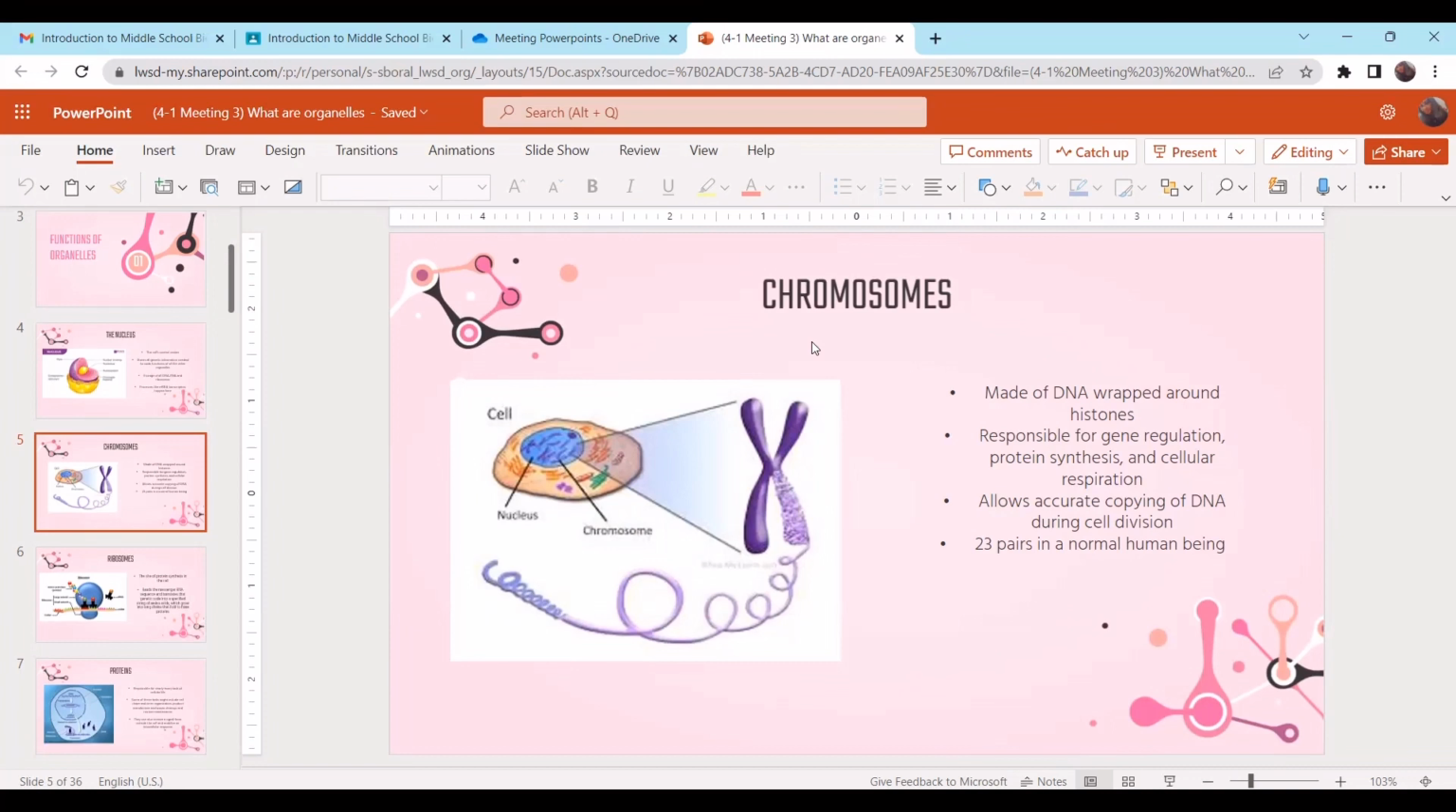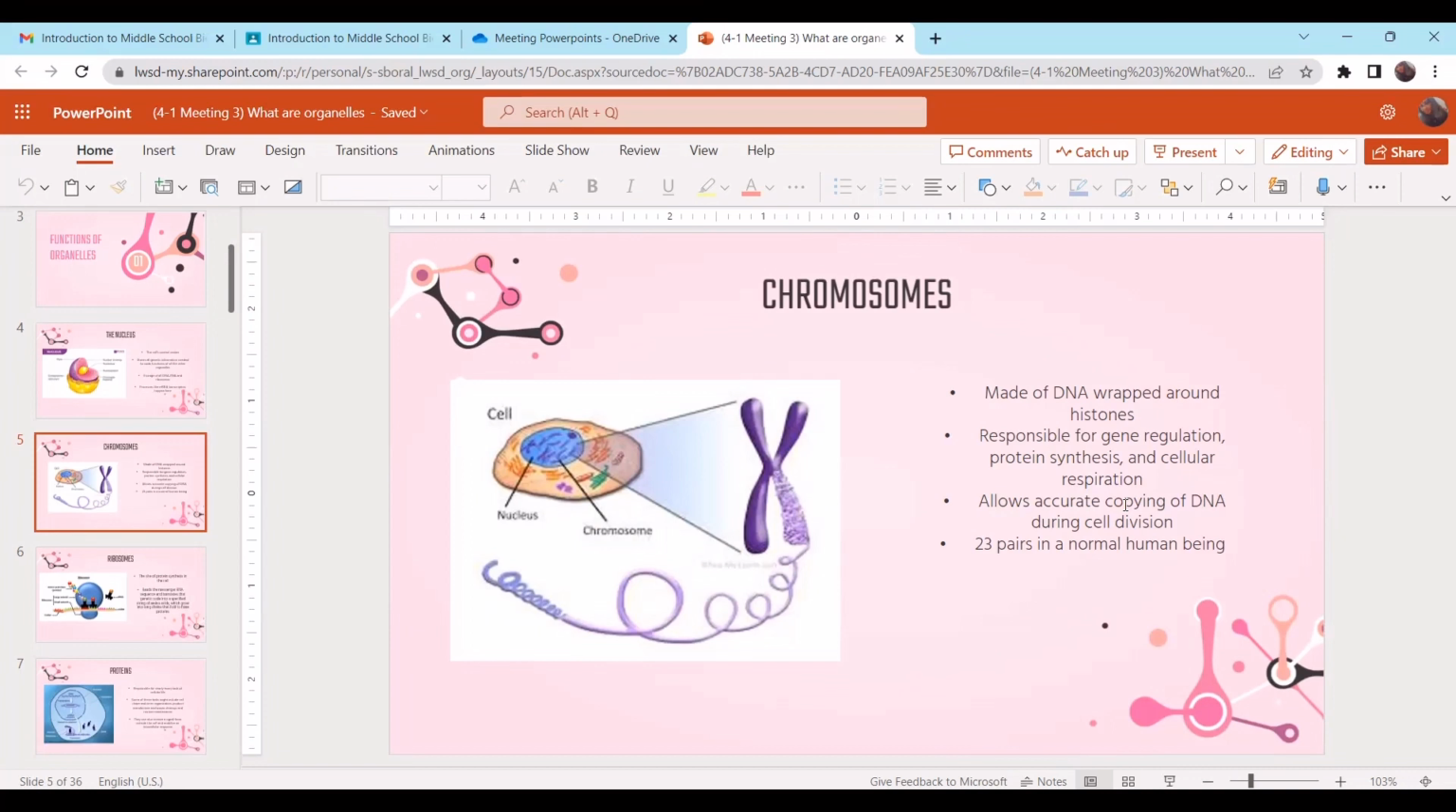So think of histones like the DNA is a thread wrapping really tightly around a little ball of protein. All of your DNA is wrapped around 23 pairs of these X's. The chromosomes are responsible for gene regulation, protein synthesis, making more proteins for your body, and cellular respiration, which is basically your body's way of making energy from the food you eat.